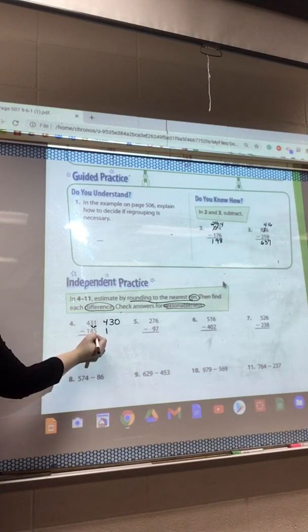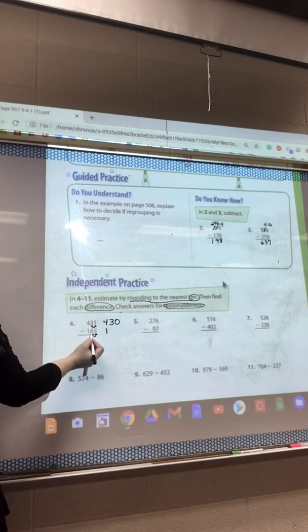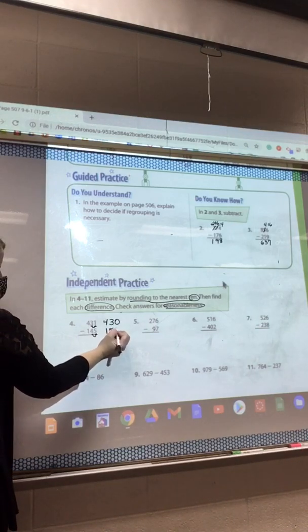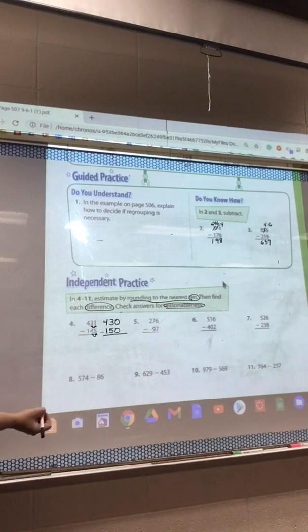I'm going to look next door. Can I make a $5 bill out of that? Yes. So that means we got to go up 10. 450. So it's now 450. And I'm subtracting. 150. 150.